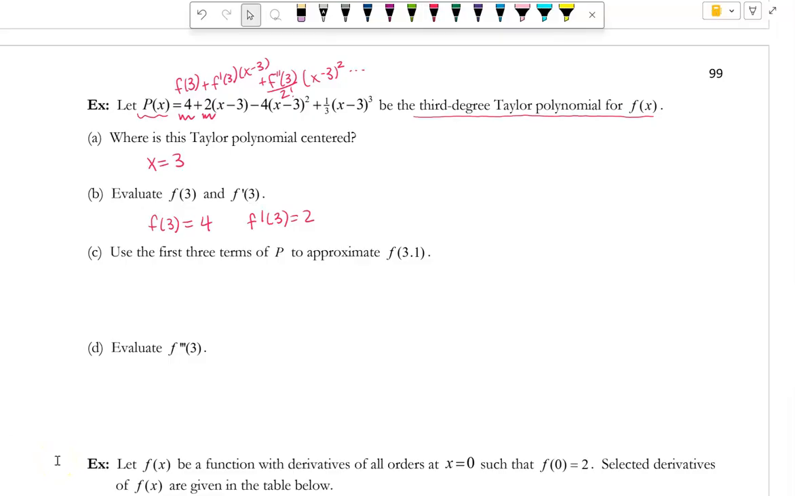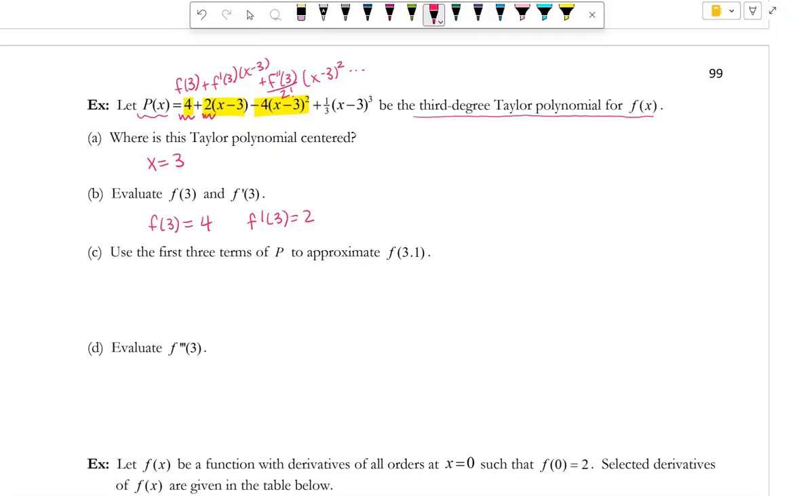Notice in part C that we are asked to use the first 3 terms of p to approximate f of 3.1. So it doesn't say to use the third degree of the polynomial, but the first 3 terms. So we have to be really careful here. Sometimes we're told which degree to use. Sometimes we're told how many terms. So the first 3 terms of this polynomial are going to be the constant, the linear term, and the quadratic term. So we won't use that 4th cubic term.